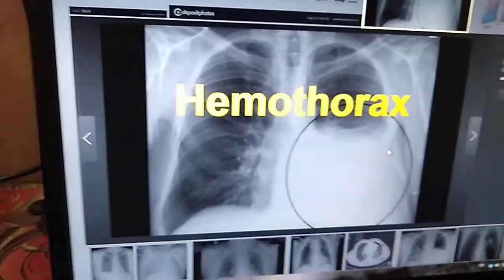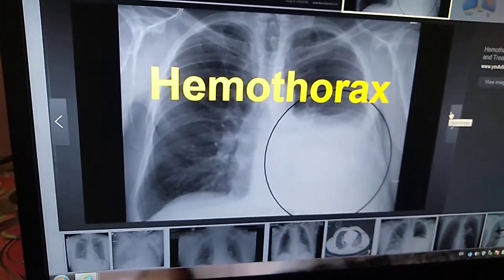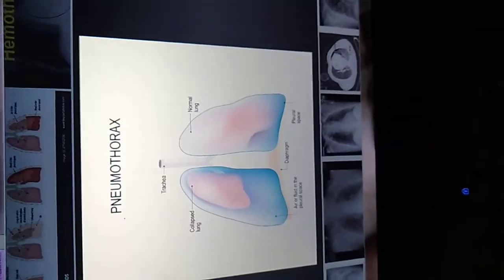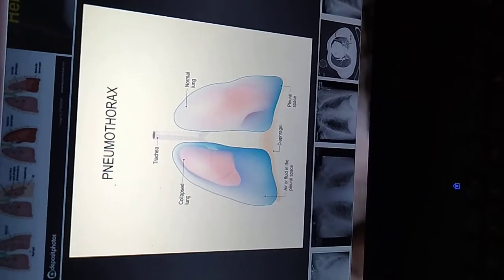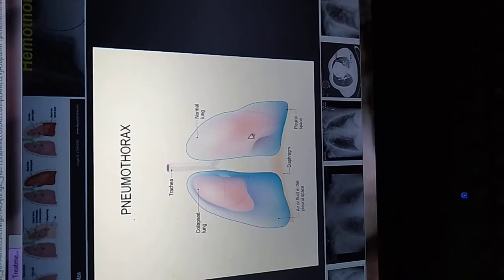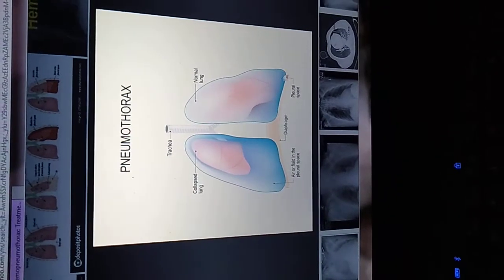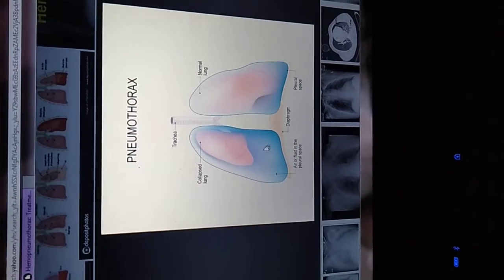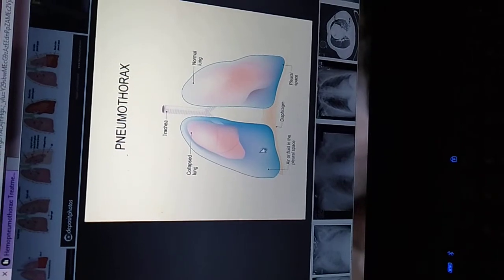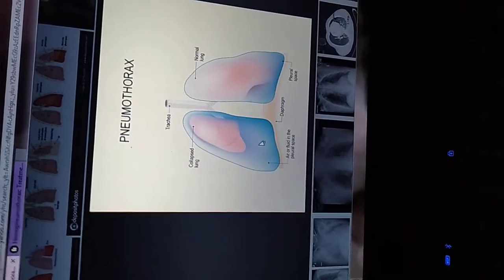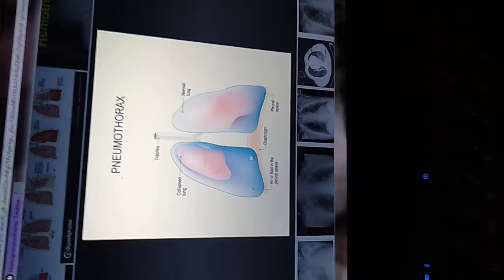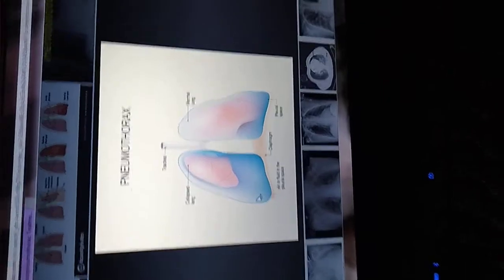Okay, come to the next slide. What is pneumothorax? It is a collapsed lung, with the trachea and normal lung present, the pleural space, and the diaphragm. The cavity contains air or fluid. In this pleural space, the presence of air or fluid is a pneumothorax. You can see the air or fluid. It's not like blood, it's only fluid. Any such collection is called pneumothorax.